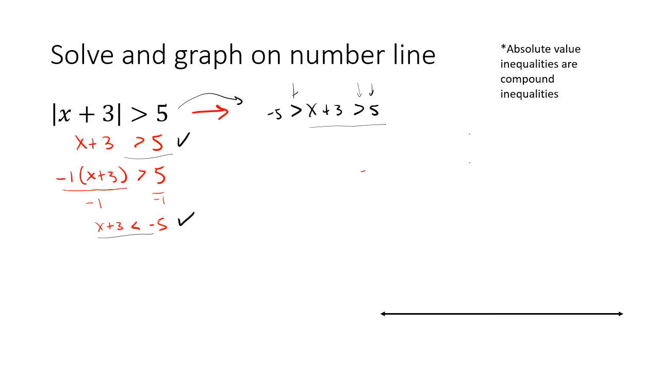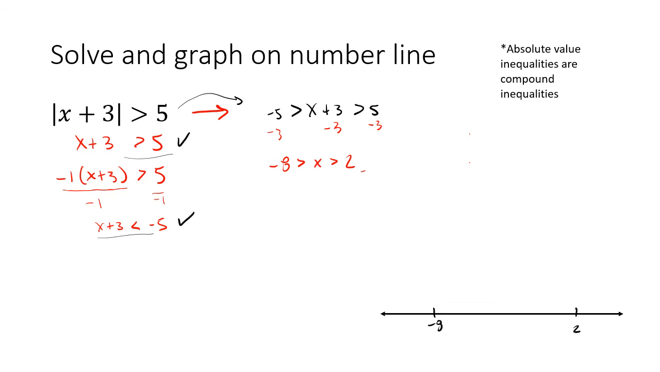Since we already came up with this compound inequality statement by itself, let's just solve this using that method where we have three sides. So subtract 3, subtract 3, subtract 3. We have -8 is greater than x is greater than 2. So -8 is greater than x is greater than 2. This is going to be a disjunction. So we are going to have -8 and 2 on the number line.